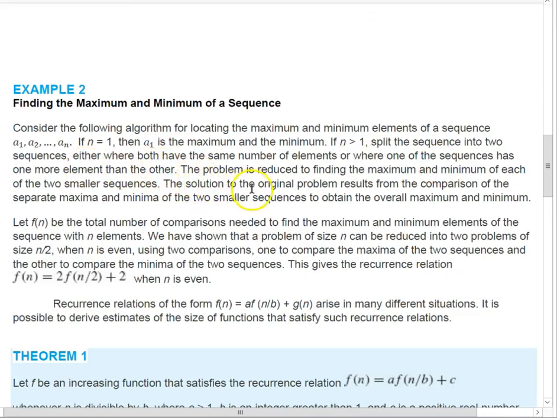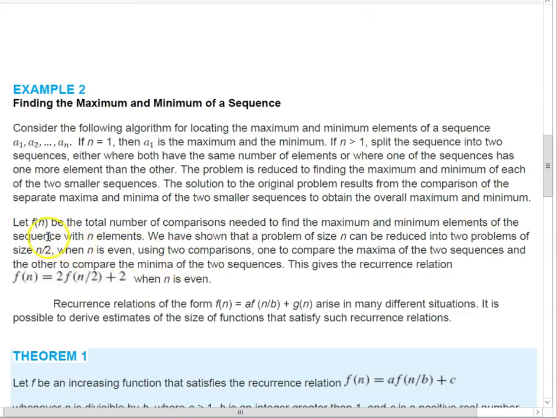The problem is reduced to finding the maximum and the minimum of each of these two smaller sequences. The solution to the original problem results from the comparison of the separate maxima and minima of the two smaller sequences to obtain the overall maximum and minimum.